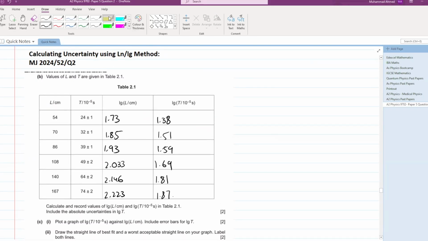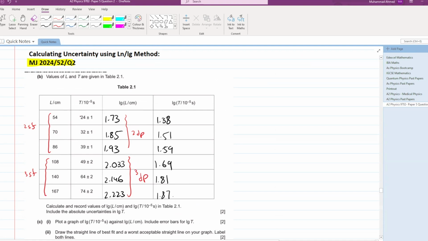Now again a little bit of commentary here. This is May June 2024 paper 5 question 2 variant 2. For LG L, can you realize the first three values have what? They have two significant figures. So the LG of the first three values will be till two decimal places as you can see here. The last three values of L have three significant figures. So the last three values of LG L will have three decimal places.